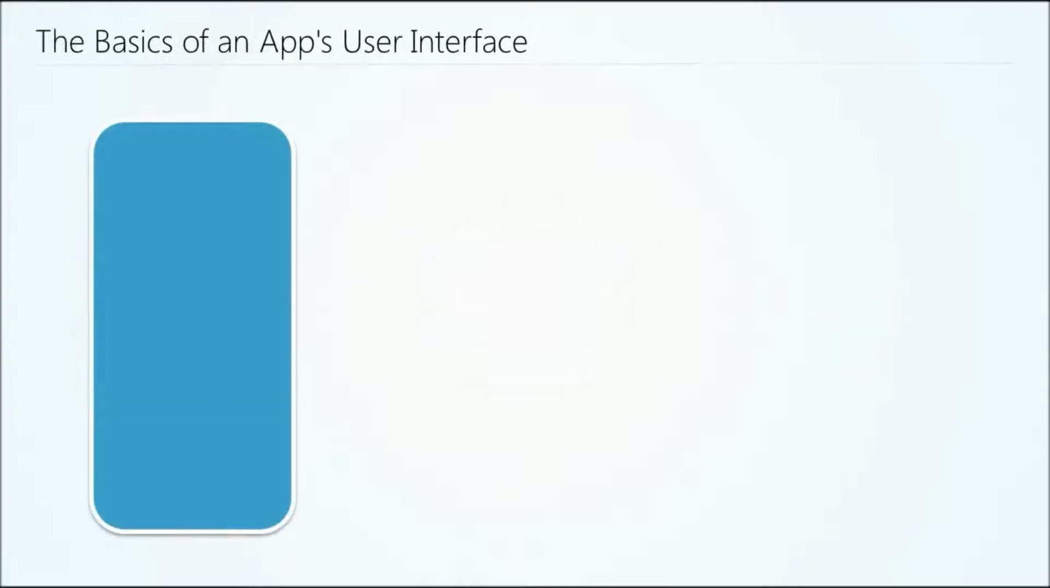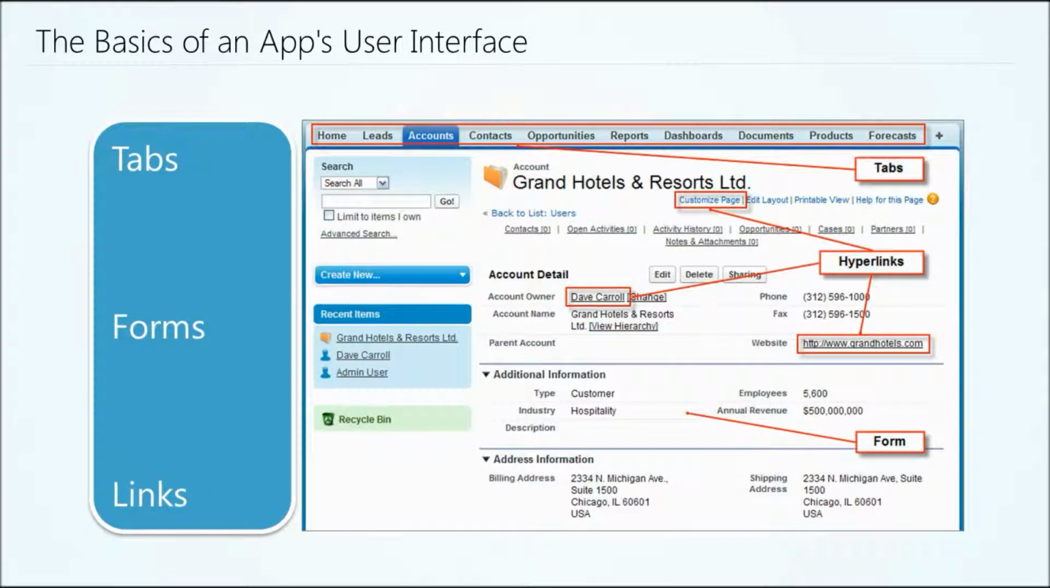The basics of an app's UI are tabs, forms and links. You can see from this picture on the top, these are tabs: leads, accounts, contacts, opportunities, reports. These highlighted things are hyperlinks, and the whole page comprises the form. Every tab represents a table's data. When you navigate to each tab, you can see the records which are created.